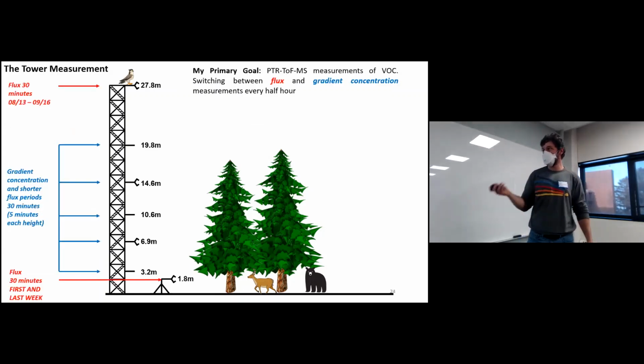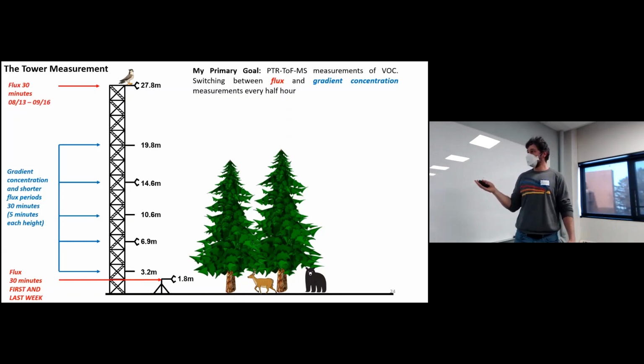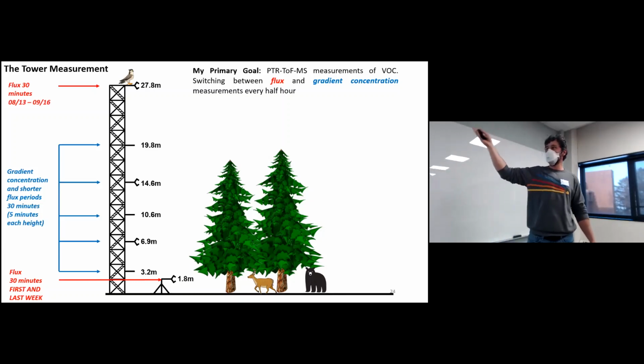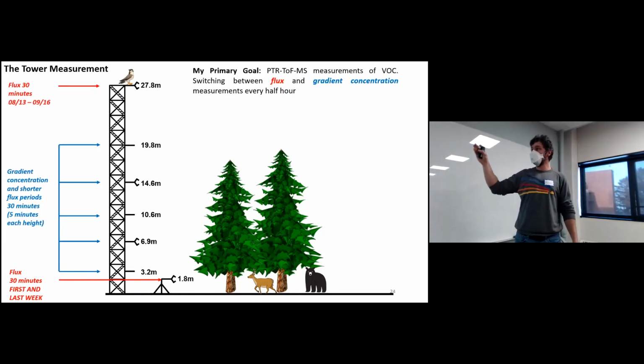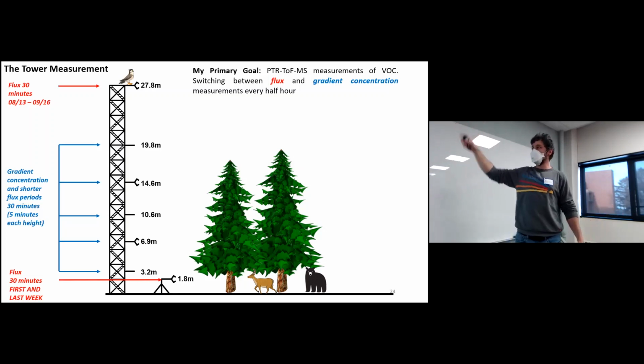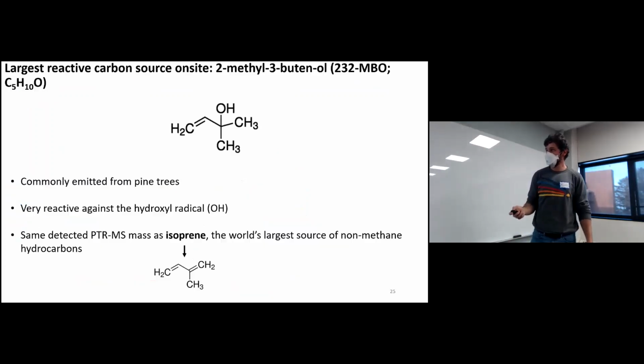And the basic process was that we measured flux for 30 minutes at some point. And for the first and last week, we measured flux above the ground. And then for the rest of the study, we measured flux above the canopy because that's the bulk of what we're trying to get. And then for the other half hour, for every 5 minutes, we just cycled through each inlet that's below. So we're getting in canopy concentrations or gradients for 5 minutes each, and then we're measuring just the flux and concentrations above the canopy at 27.8 meters.